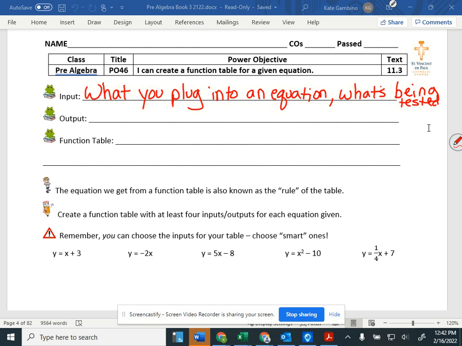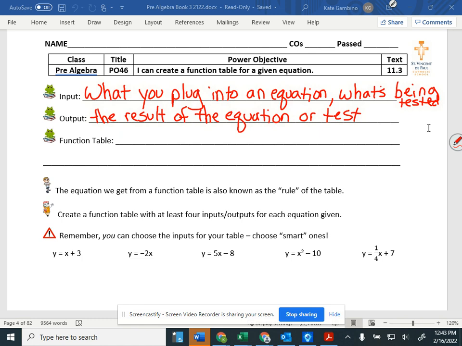The output is the result of the equation. Or the test. So the result of the equation or test. So the y equals this equation. So you plug in the input, and what you get as your answer is your output.